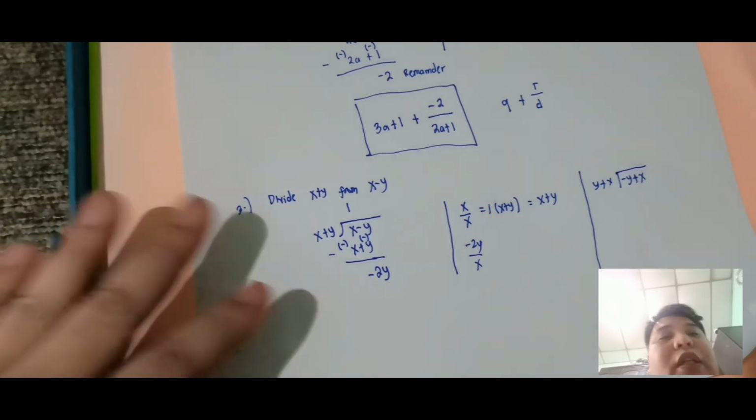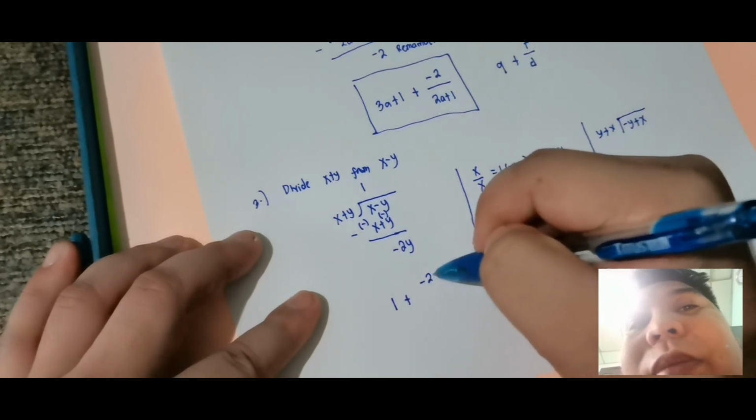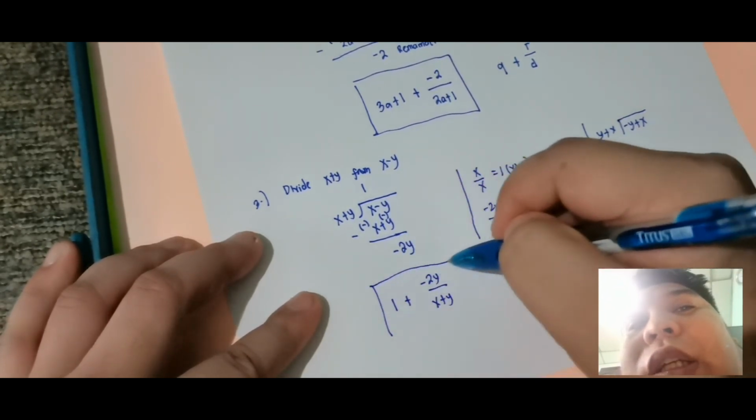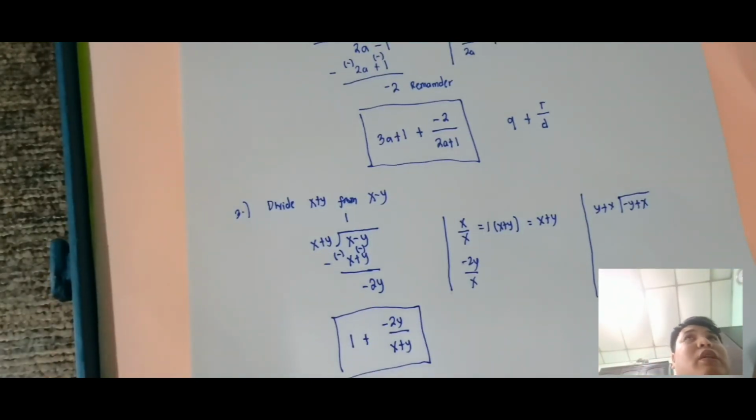So, since tapos na tayo dyan, ano mangyari? Ang sagot natin is 1 plus negative 2y over x plus y. So, ito yung magiging sagot. Okay? So, hindi pa ako nagtuturo ng synthetic division. Siguro pag may factor theorem na, tuturo ko yun. So, huwag nyo muna masyado i-apply yung synthetic division. So, hindi naman applicable kasi puro variable to. Okay? So, that's all for today. Proceed tayo sa lesson 4.